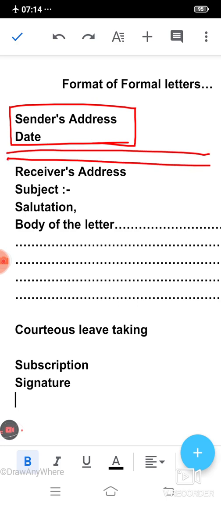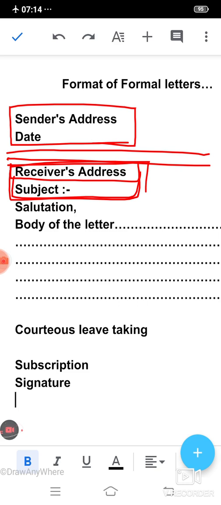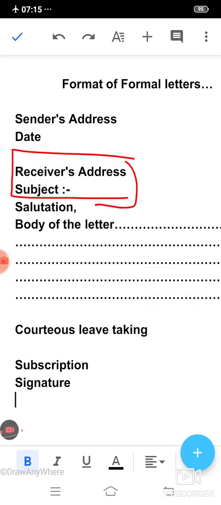After the date we leave one line, and after leaving one line we write the receiver's address and subject. Here you must know one thing. We write the receiver's address and subject only in formal letters. If we are writing a letter to any officer, teacher or editor of a newspaper, we have to write the receiver's address and subject. If we are writing a letter to our friends or relatives, the receiver's address and subject are not written. So in an informal letter, the inside address is not written, and we also do not mention the subject.